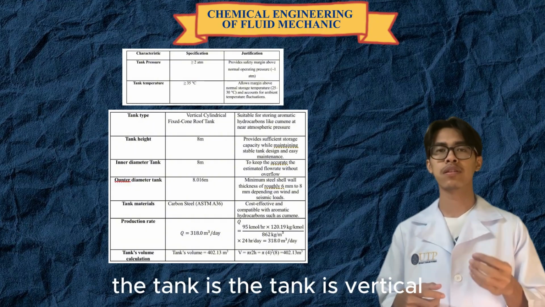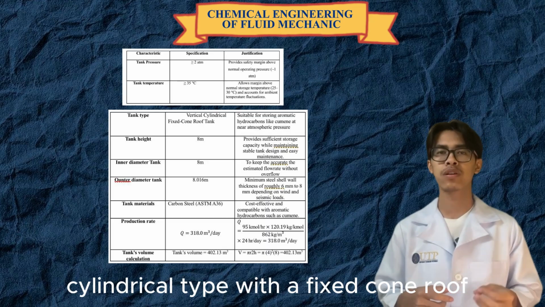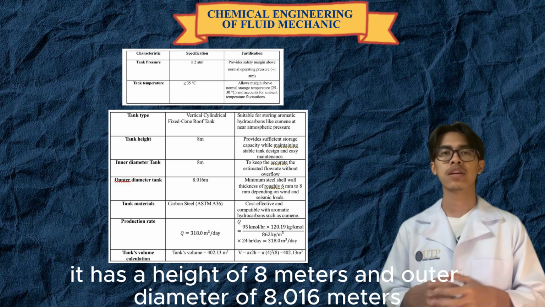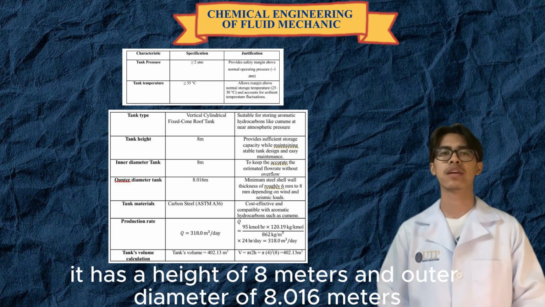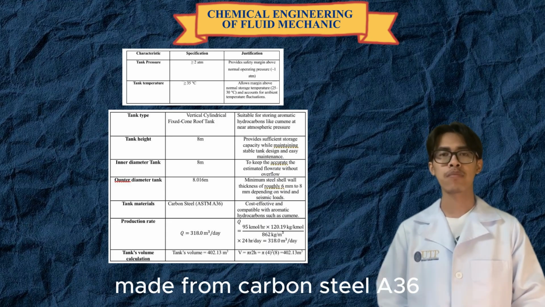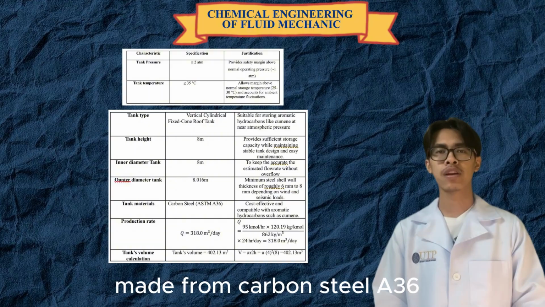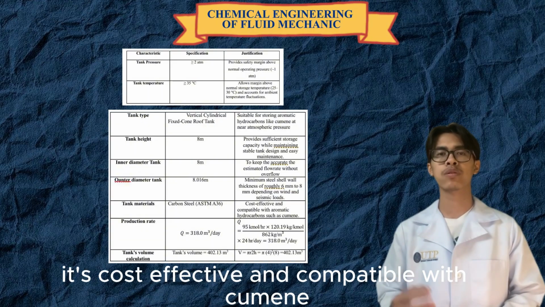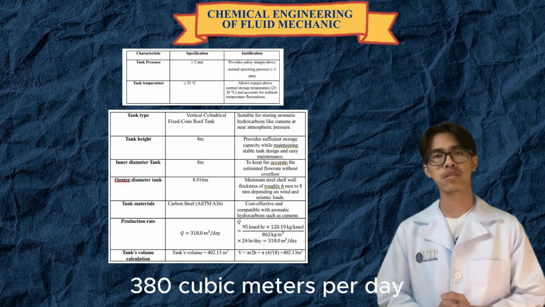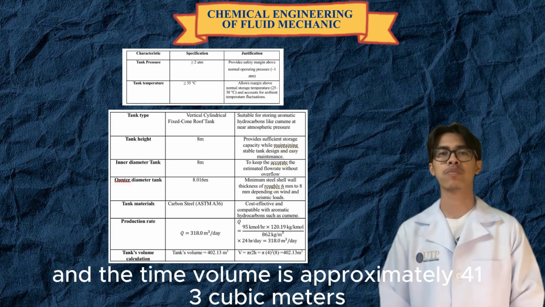The tank is a vertical cylindrical type with a fixed cone roof, ideal for storing aromatic hydrocarbons like cumene. It has a height of 8 meters and an outer diameter of 8.016 meters with a shell thickness of about 8 to 9 millimeters. Made from carbon steel A36, it's cost-effective and compatible with cumene. The production rate is about 380 cubic meters per day, and the tank volume is approximately 413 cubic meters.